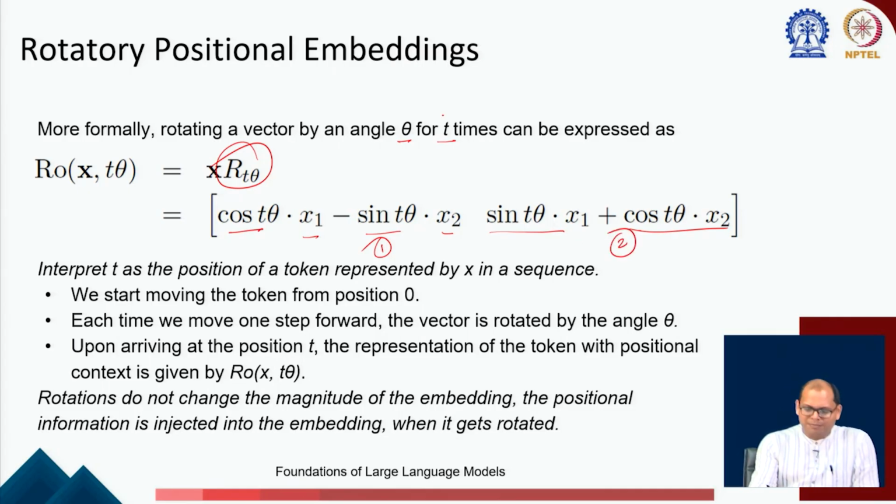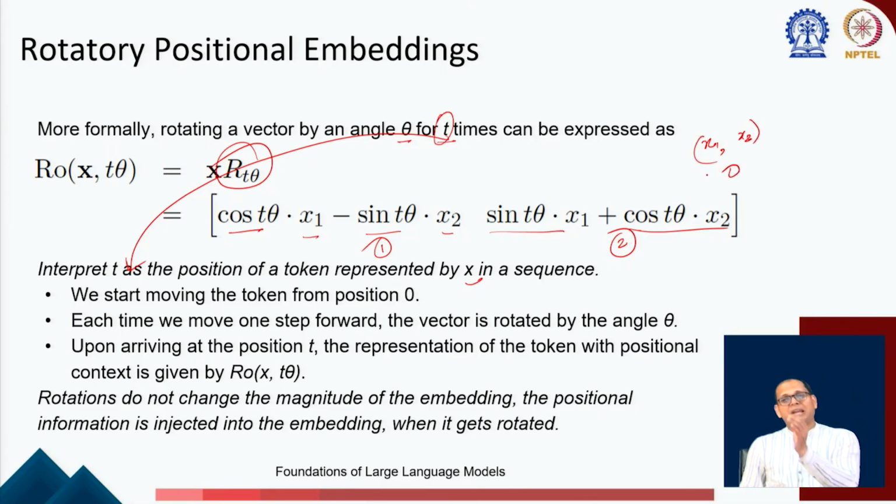And this t you can interpret as the position of a token denoted by x in the sequence. So, what will happen? Think about position 0. In position 0, the rotation is also by angle 0, so you retain x1 x2 in position 0. But when you move to position 1, you will do a rotation by theta, x r theta. In position 2, you will do x r 2 theta, and if you go to position i, you will do x r i theta.